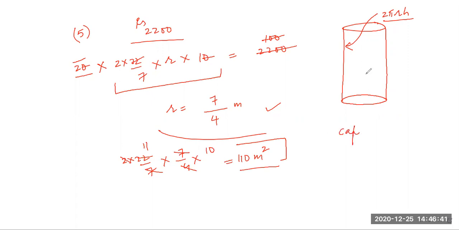Volume. Yes, store करने दी. So area होगा कि volume? Volume. Correct. Capacity will be volume. So that will be pi r square h. Please do it. Fifth sum over. Now comes sixth sum. Okay.